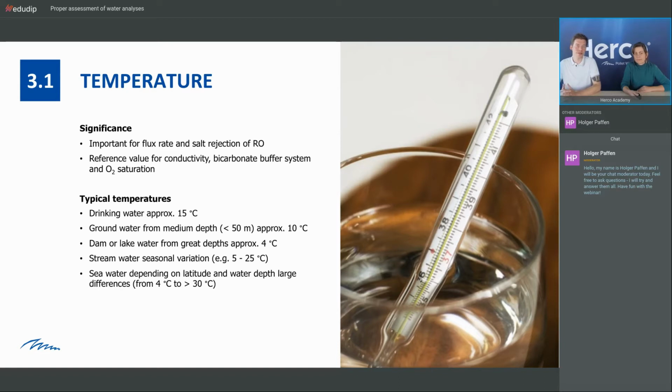So typical temperatures for drinking water are 15 degrees Celsius. Not in every country, though. In the southern ones, the water is much warmer. The groundwater from medium depth is approximately at 10 degrees Celsius. Dam or lake water can go down to 4 degrees Celsius. Stream water is 5 to 25, and seawater from 4 degrees to over 30 degrees Celsius. It always depends on the sea, of course.